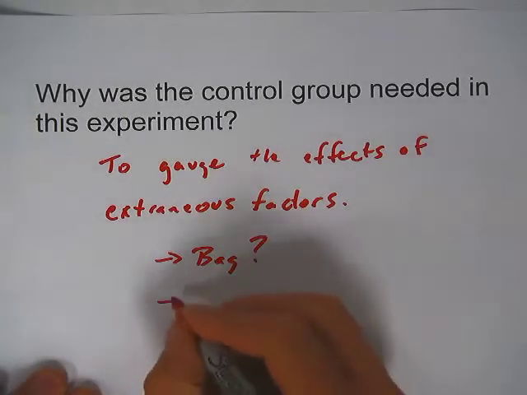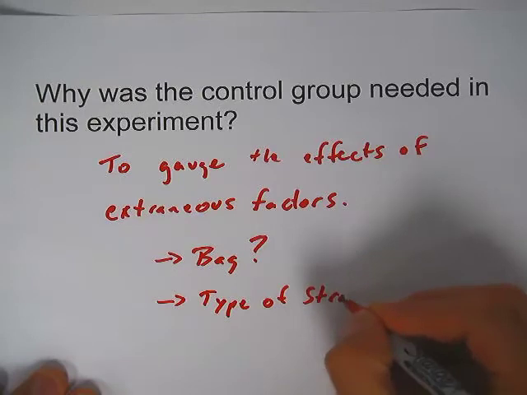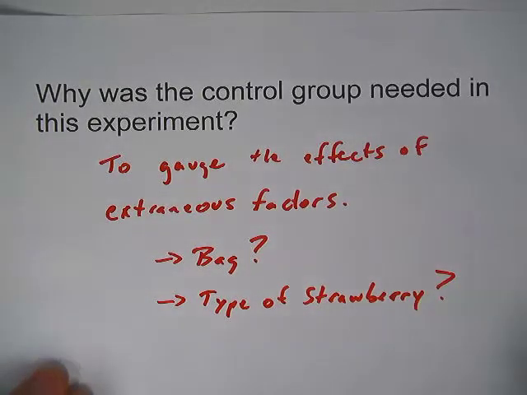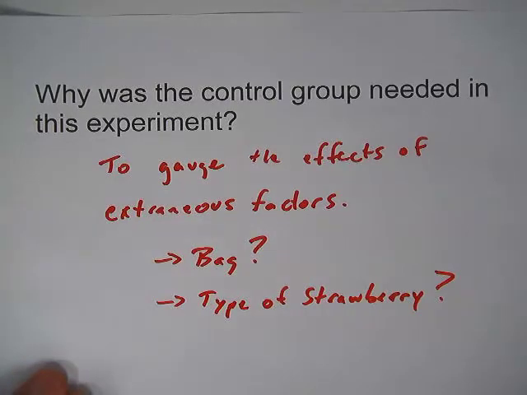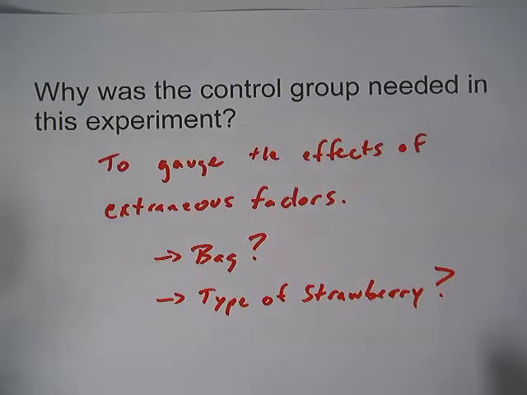Another extraneous factor is maybe just the type of strawberry they used, maybe it was overly susceptible to discoloration when in a freezer. So again, if we didn't have a control group and the bag came out really discolored, we wouldn't know that it was just due to that type of strawberry. We would think that it was due to the preservative not working.